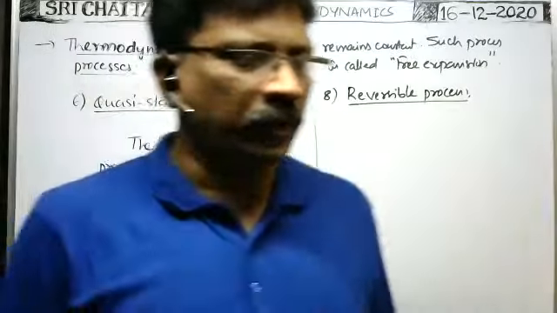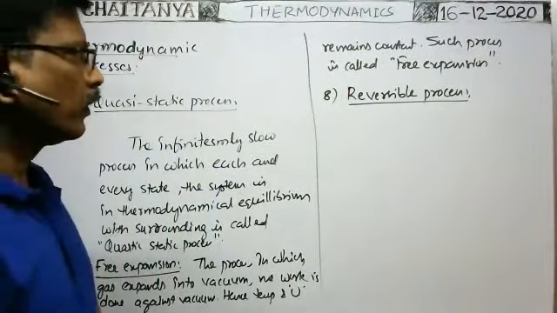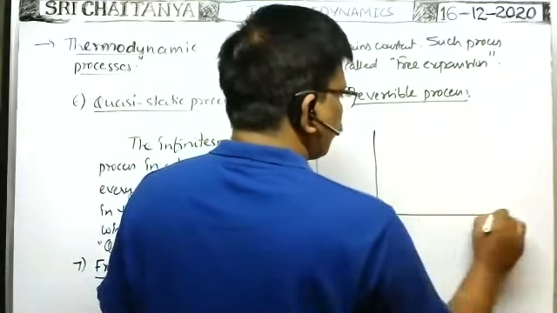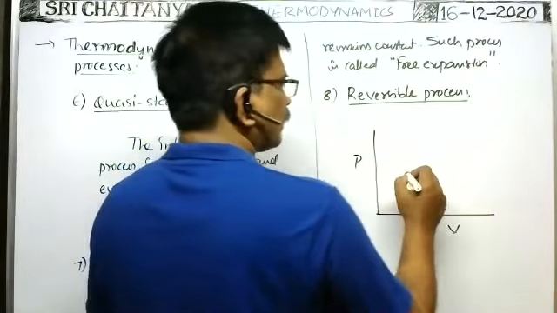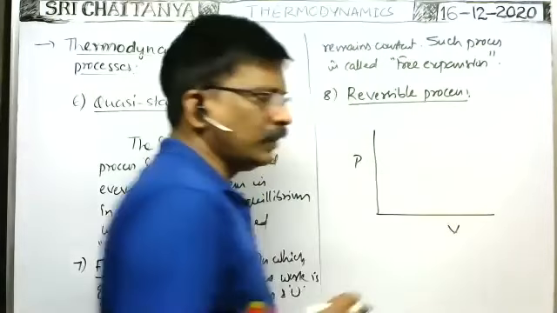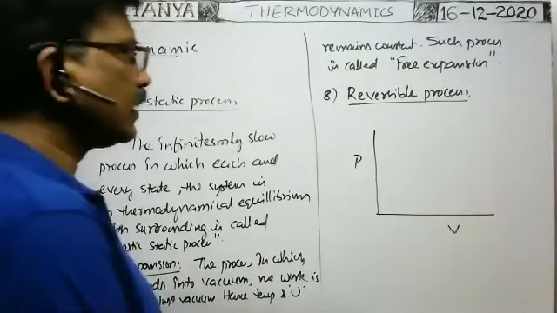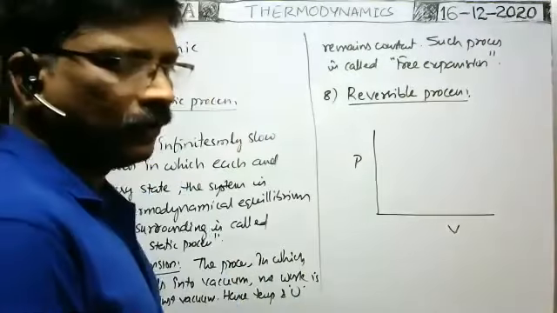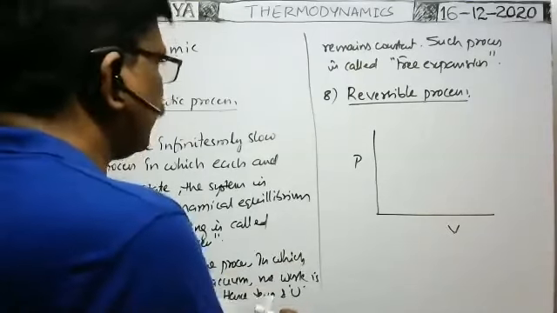Next, reversible process. Okay, the process in which, suppose here, you see, in a system, whenever the state changes occur, in different state changes the gas passes through different phases. Suppose the state changes occur in different states, as in the diagram.